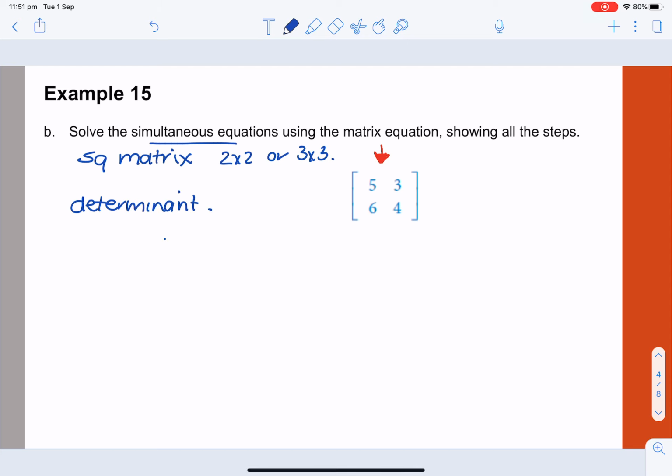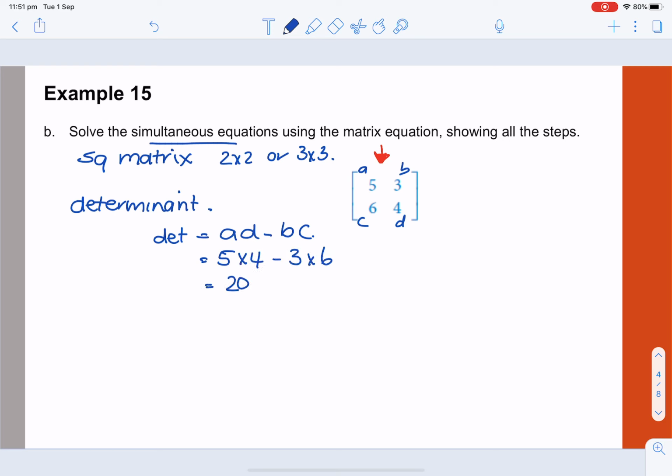So remembering that the determinant is equal to AD minus BC. That's my A, B, C, D. So it is equal to 5 by 4 minus 3 by 6, which is 20 take 18 equals 2. So my determinant is 2.